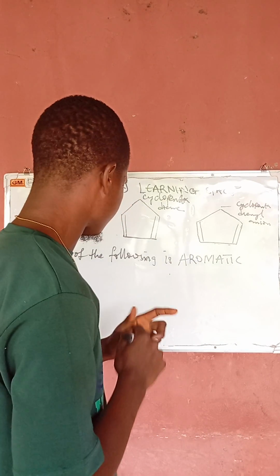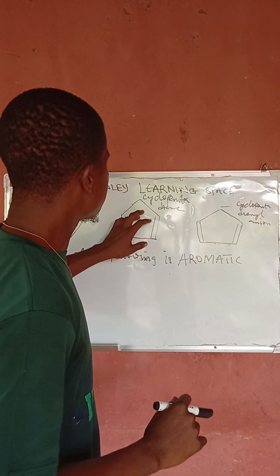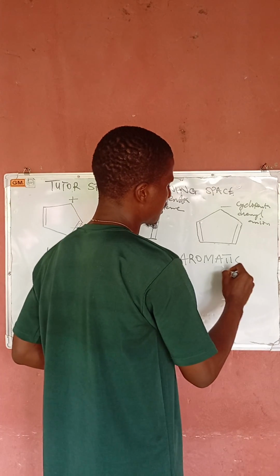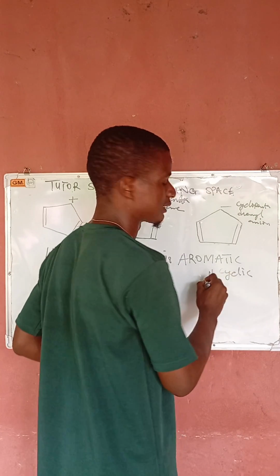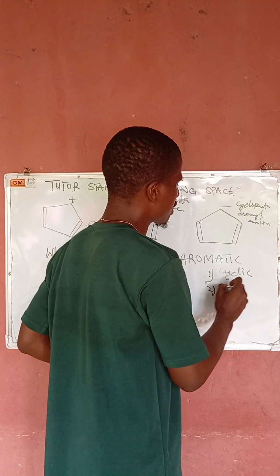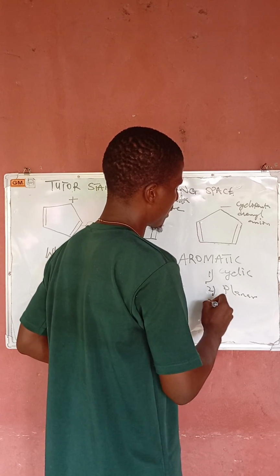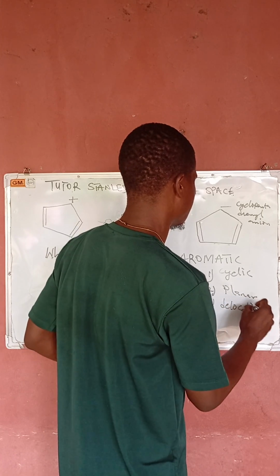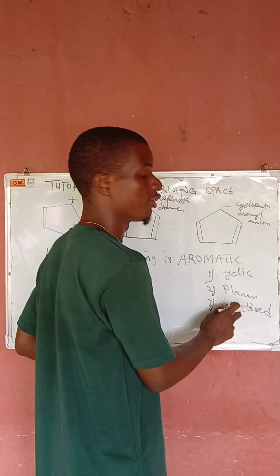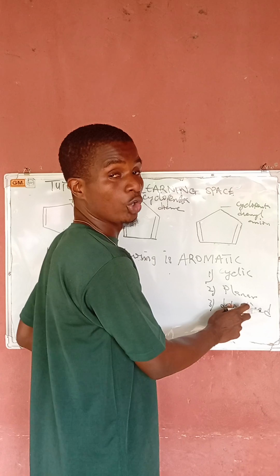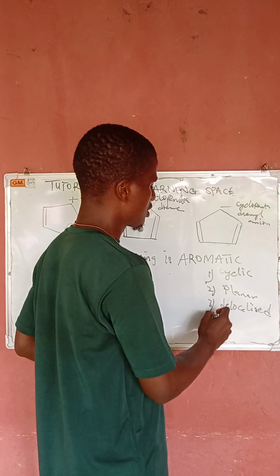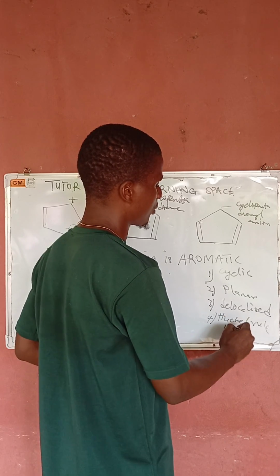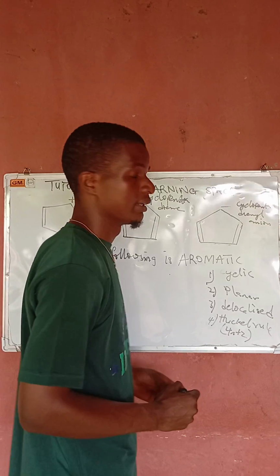Number one, we have first rule: check if they are cyclic. That is rule number one. Rule number two, check if they are planar. Rule number three, check if they are delocalized, which involves having conjugation. Then the Huckel rule, the Huckel magic number 4n+2. Is that clear?